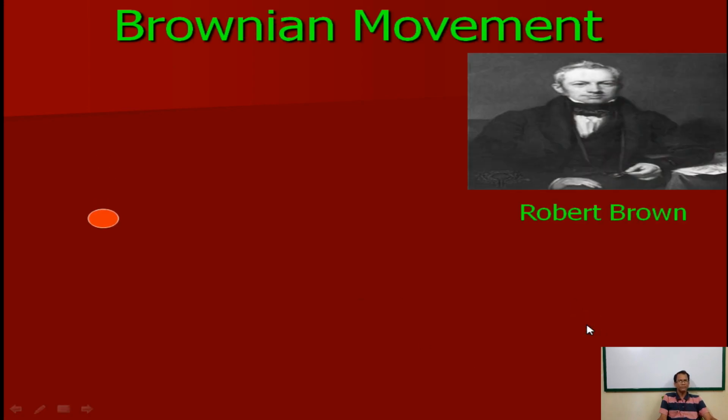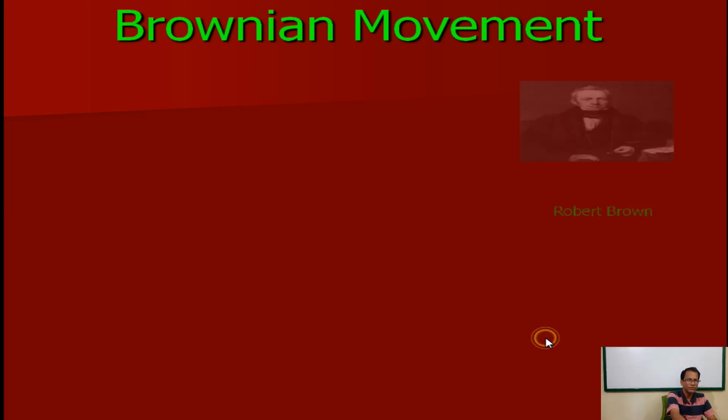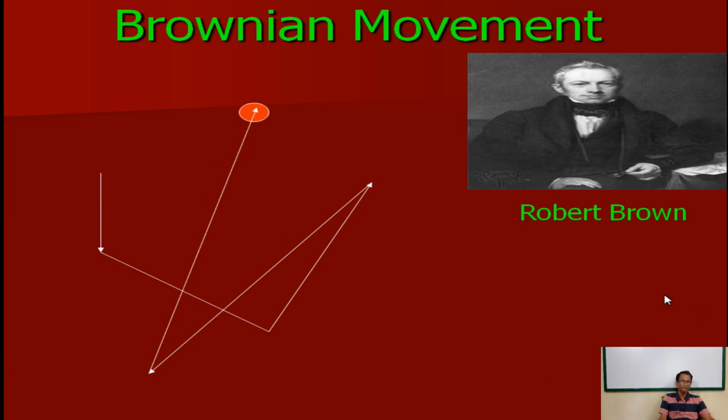You see the slides, Brownian movement. Observe carefully. It was studied by Robert Brown. You see the movement of colloidal particles in the solution. This type of motion is called zigzag motion. Again, I am repeating this: you see the zigzag motion. Particles are moving in different directions. That's why it is called zigzag motion. Random motion is called Brownian movement.